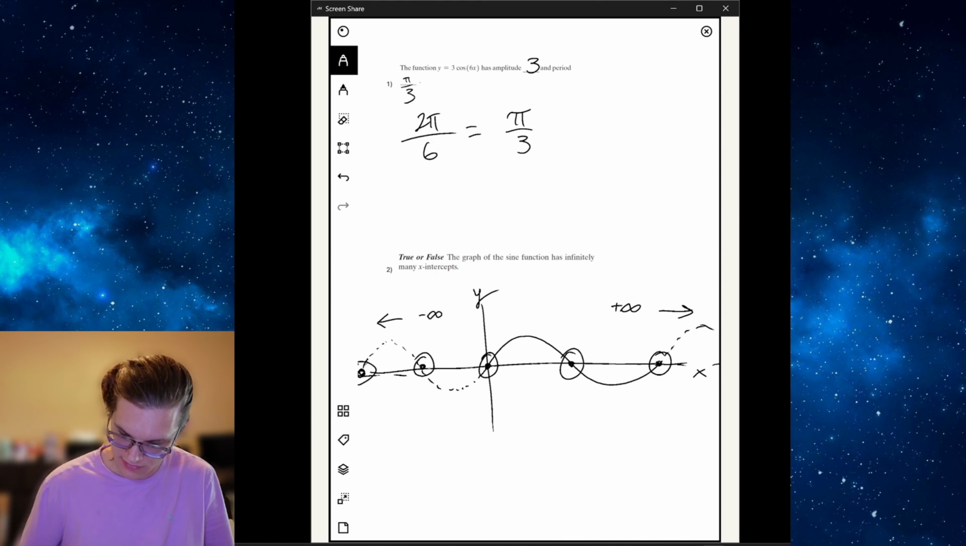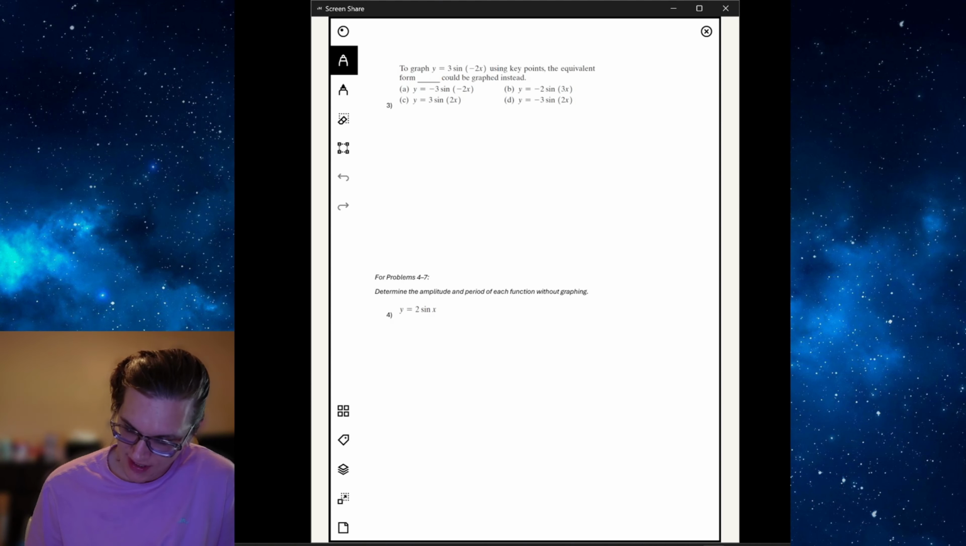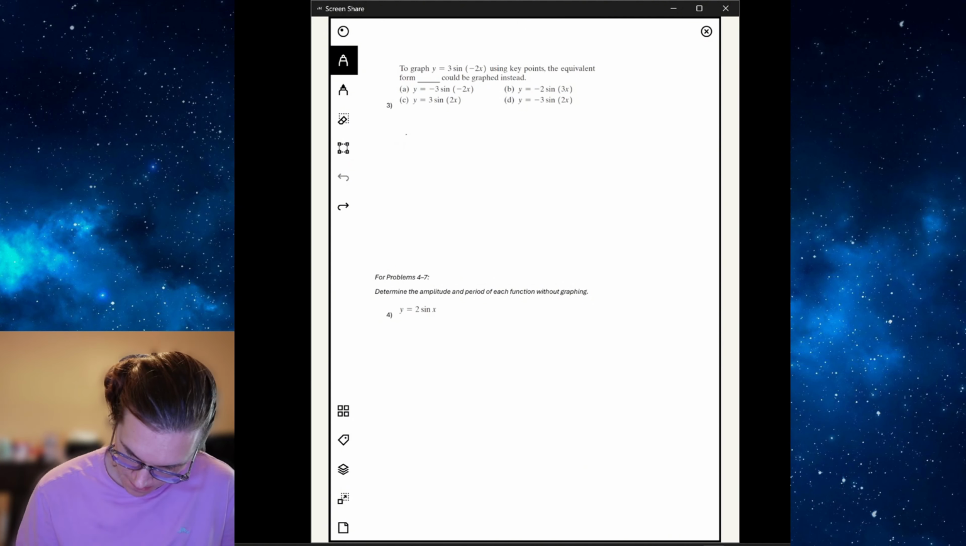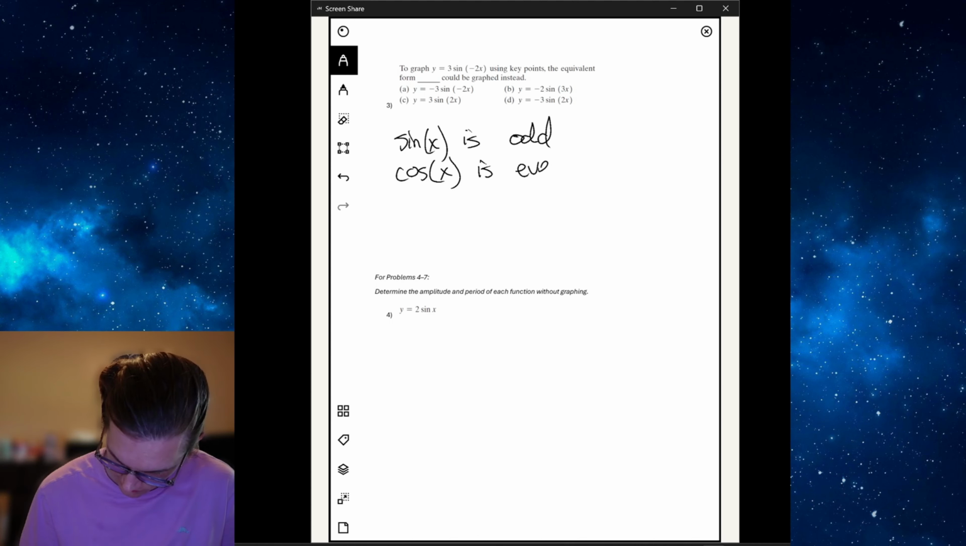Okay, next question. To graph y equals 3 sine of the argument minus 2x using key points, the equivalent form blank could be graphed instead. Remember, we learned in a previous video, I believe, that sine is odd. Cosine is even.